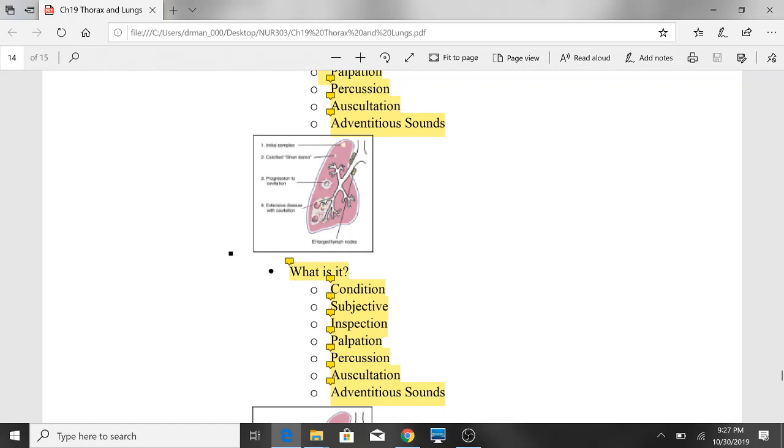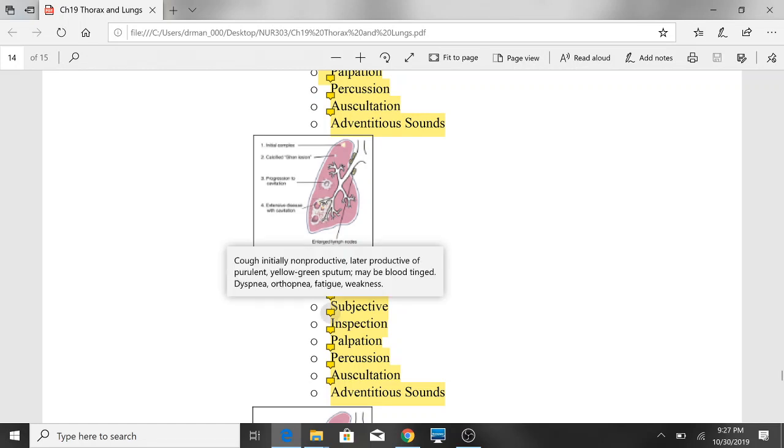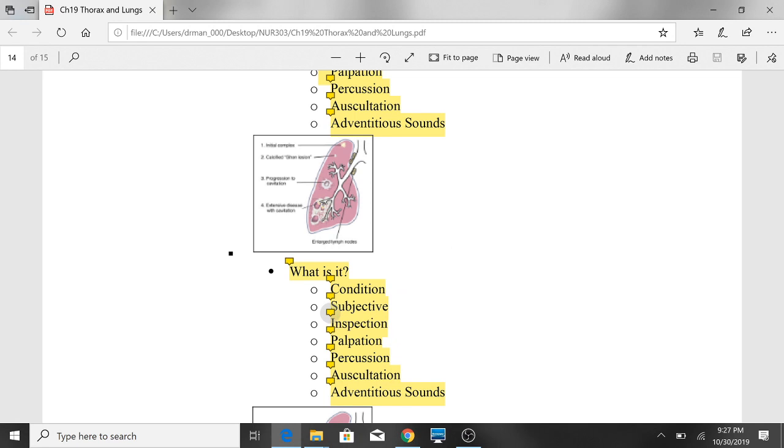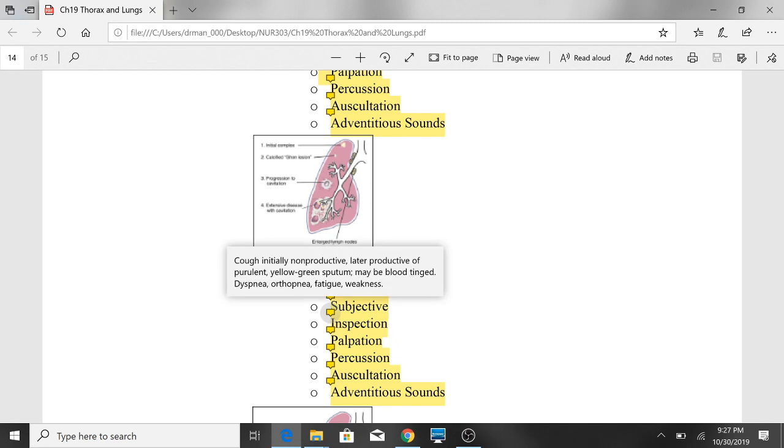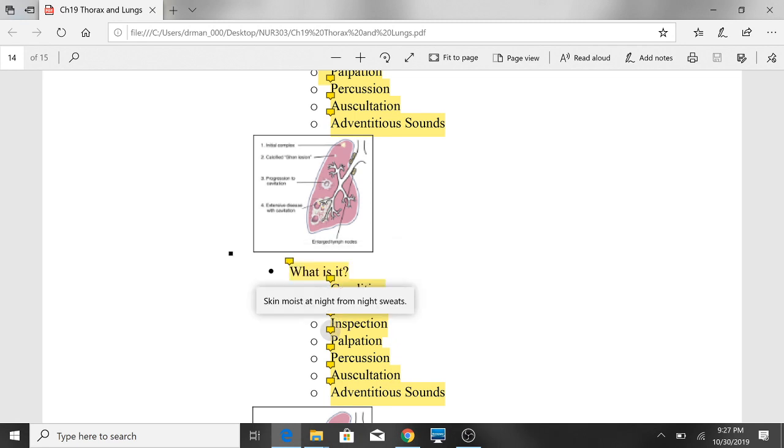Inspection of tuberculosis. Cough, initially non-productive, later productive of purulent yellow-green sputum. Maybe blood-tinged, dyspnea, orthopnea, fatigue, and weakness. And palpation, skin moist at night from night sweats. Percussion, resonant, initially, dull over any effusion. And auscultation, normal or decreased vesicular breath sounds. Adventitious sounds, crackles.